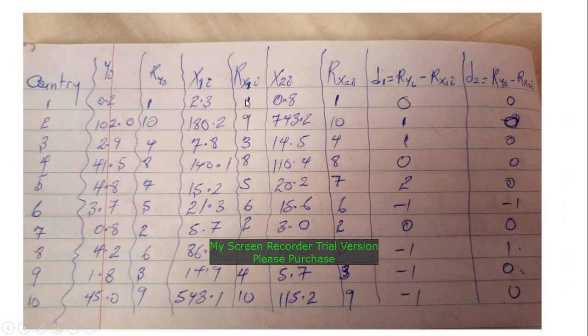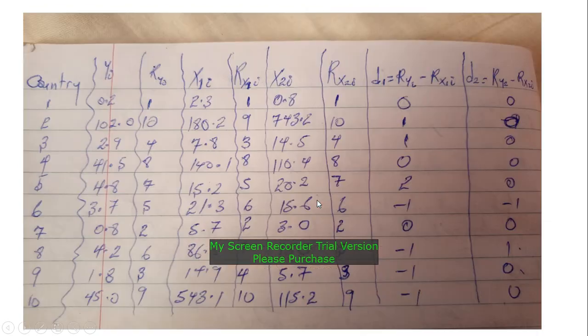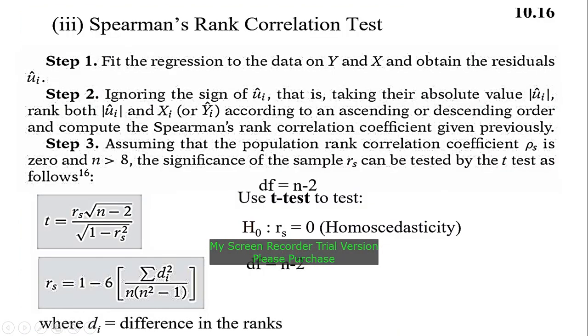These values, I rewrote everything here vertically and I ranked them. I had my least value to be 2.3 and I ranked it to be 1, and my highest value to be 543.1 and I ranked it to be 10. Then for x2i, same thing, I rewrote everything and ranked it. My least was 0.8 to be 1, my highest is 743.2, that one to be 10. Now let's get back to the slide.